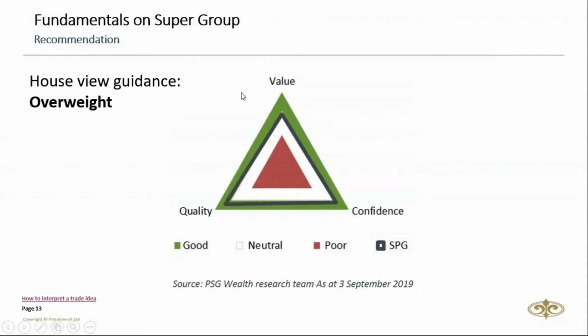On this situation with Super Group, our recommendation was that the share was trading on a forward PE of 17.19 times, and the analysts feel that the share offers value and would recommend overweight exposure. So first of all, what is a forward PE? Some of you might have heard of a regular PE, or what they call a historical PE.